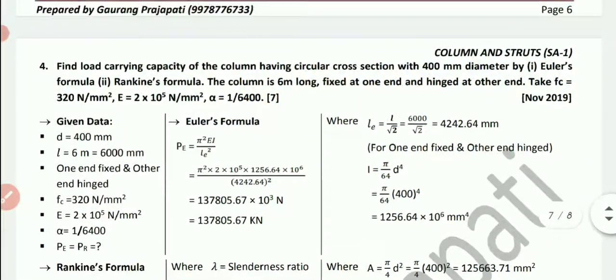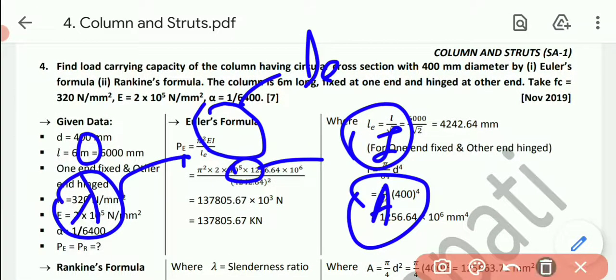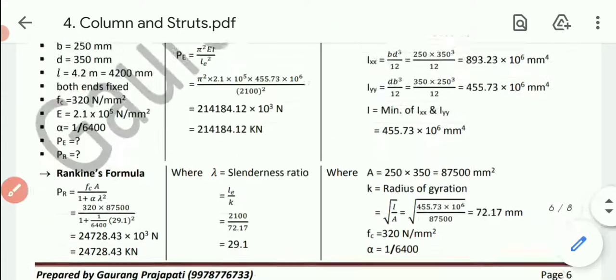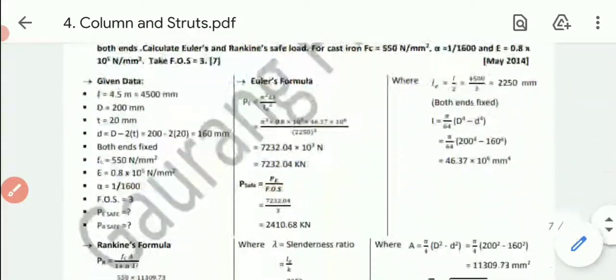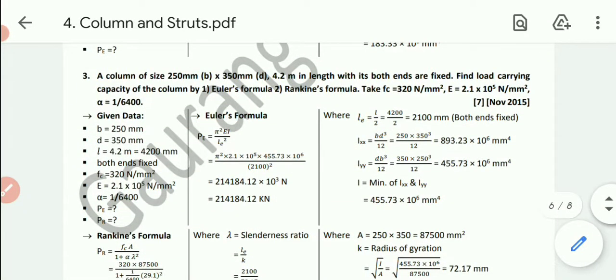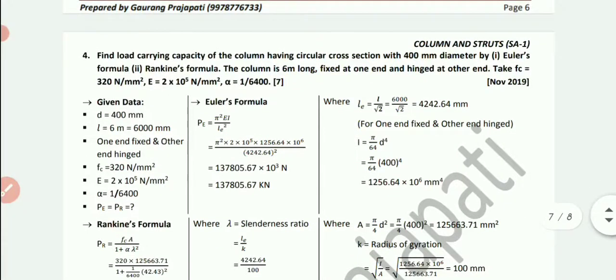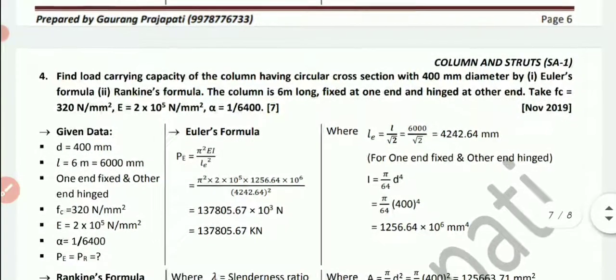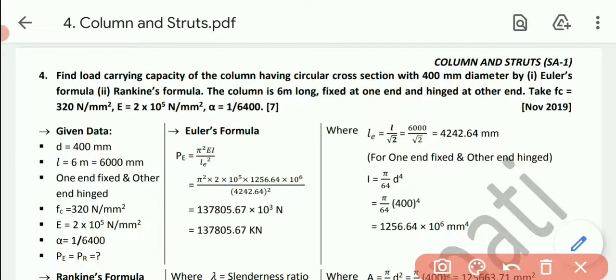Example number 4. See, the previous example, example number 3, was of a rectangle section which we have solved. Now let's solve the same kind of example but with a different cross section. In example number 4: find the load carrying capacity of the column having circular cross section. This time I am using the circular section, while in example number 3 we calculated the sum of the rectangle section.